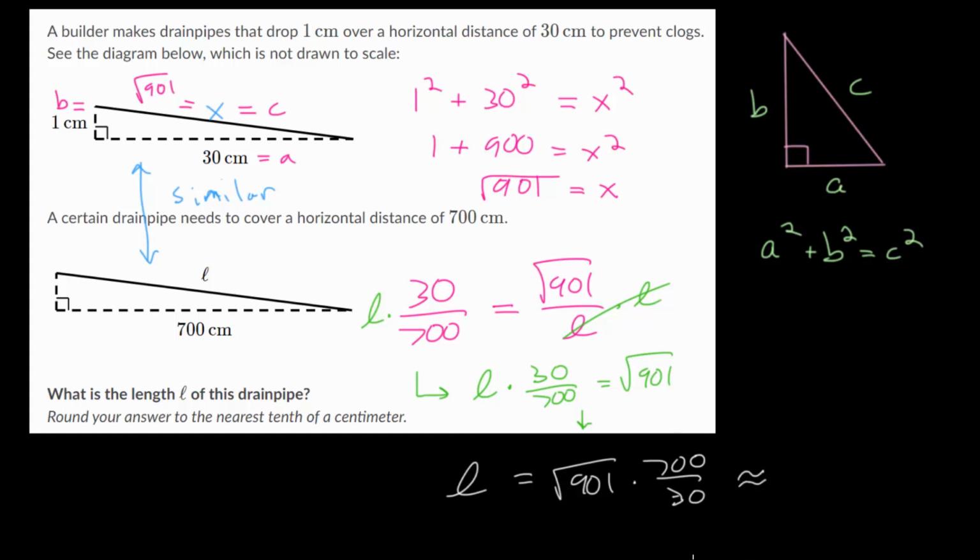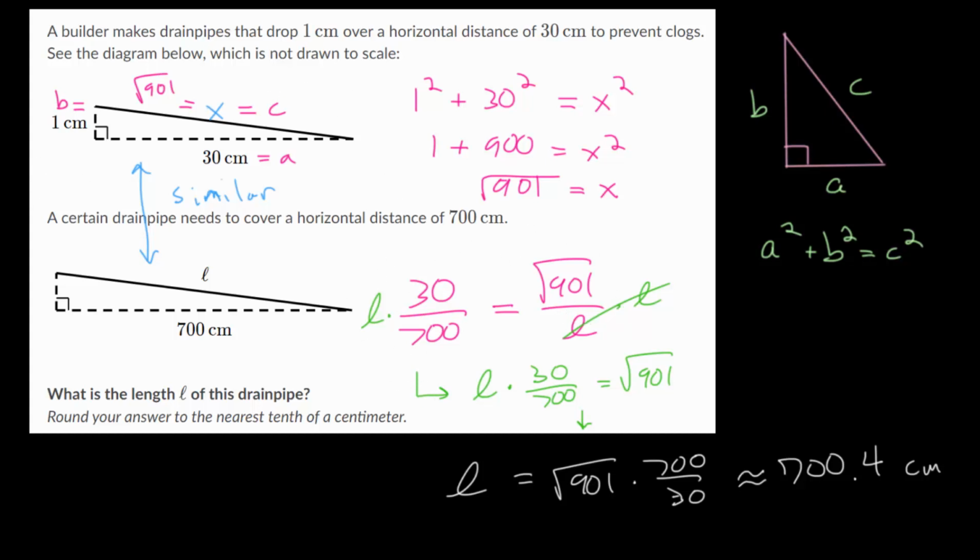And when you do that, you get 700.3887 and so on. It will be irrational because of this irrational number. And we need to round to the nearest tenth. So it would be 700.38, which would round up to 4. And this is in centimeters. So this is one way to look at it by setting up these proportions here with similar triangles.